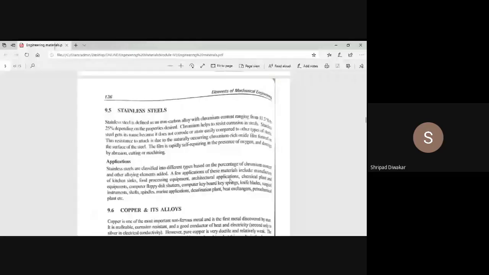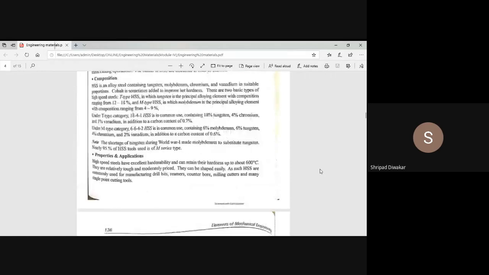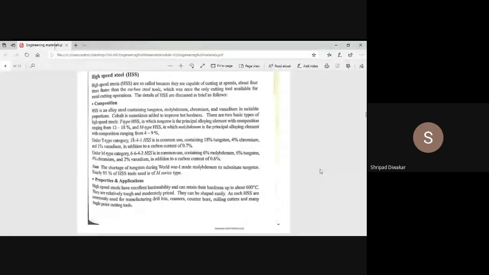So all of you are seeing the contents on the screen. Today we'll discuss steel materials. The first type of steel is tool steel.